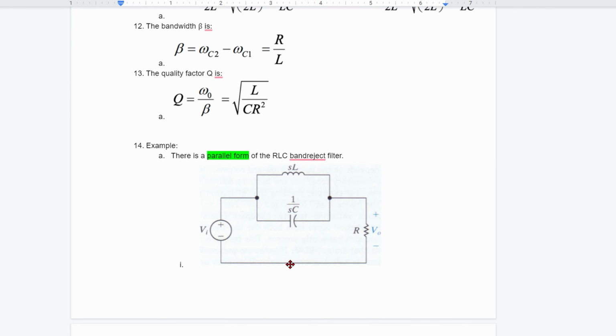The parallel form is very, very simple, where we're just going to swap the resistor with our capacitor and our inductor. So the resistor is going to go on the side, and our capacitor and inductor are up top. However, since it's in parallel, they're going to be in parallel with each other just like this. And that is the difference between our low pass, high pass, band pass, and band reject filters.